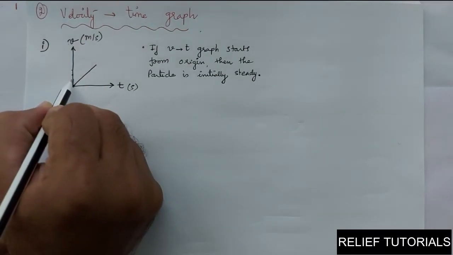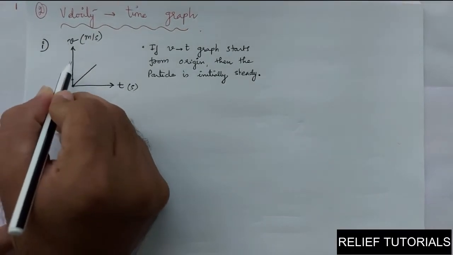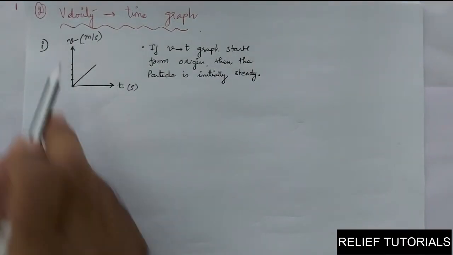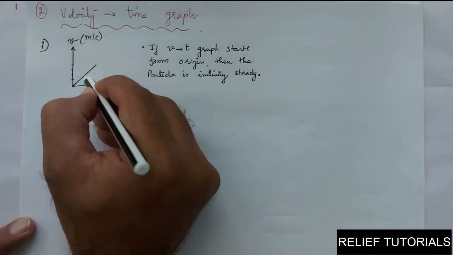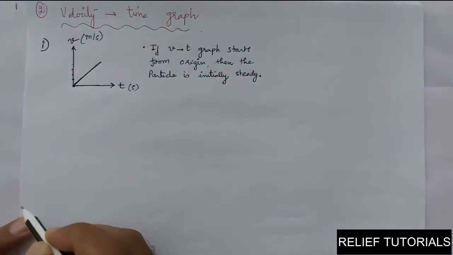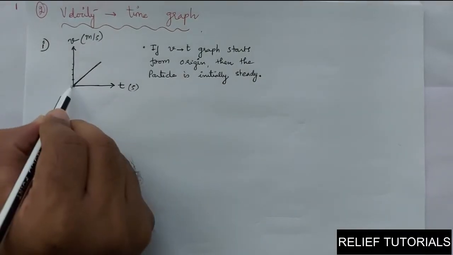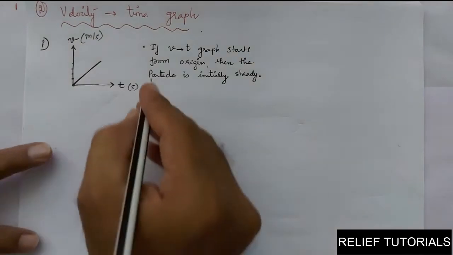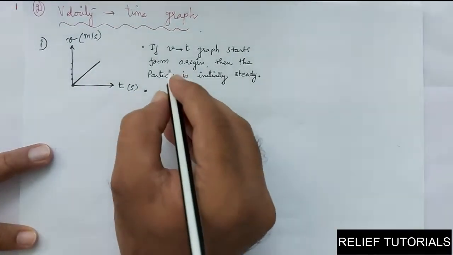So these points are what? 5 meters per second, 10 meters per second, 15 meters per second, 20 meters per second. So it is showing the speed, the velocity. So this graph indicates what? That as the time goes on, the velocity increases. Velocity increases means what? Accelerated motion.